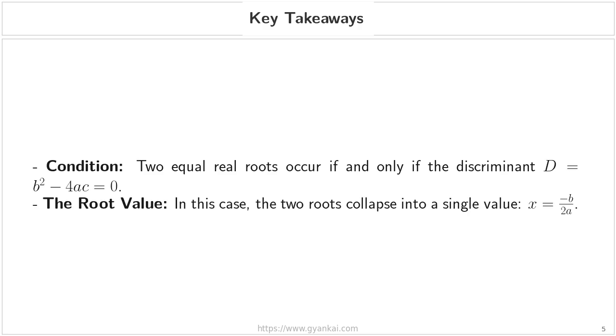Second, regarding the root value itself. Remember that when this condition is met, the two roots essentially collapse into a single, repeated value. Instead of dealing with the full quadratic formula, we can use the simplified version, where x equals negative b divided by 2a. This is the specific value where our equation holds true.